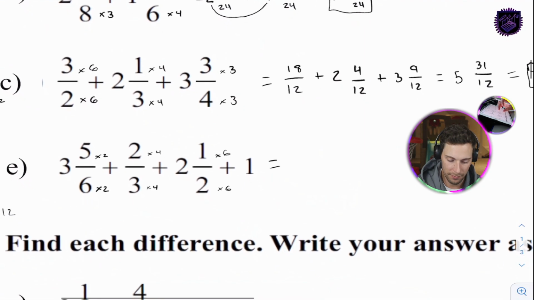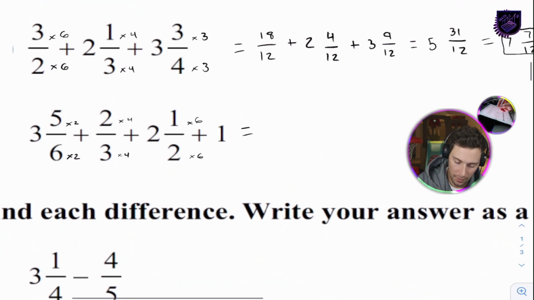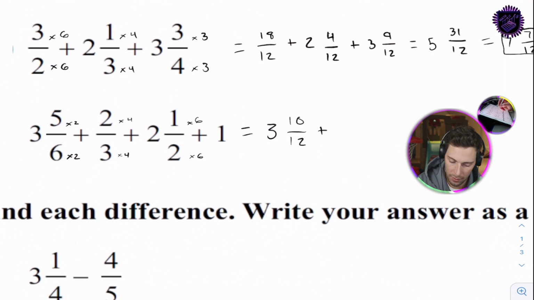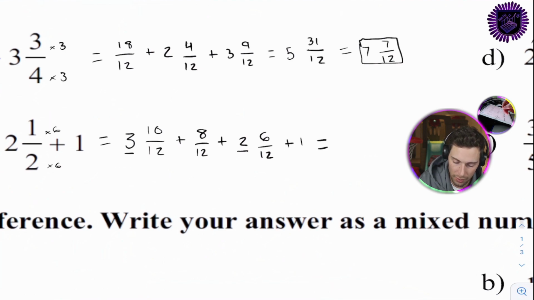All right, so we have 3 and 10/12 plus 8/12 plus 2 and 6/12 plus 1. So let's write our answer and then simplify. So let's add our whole numbers, 3, 2, 1, 6.